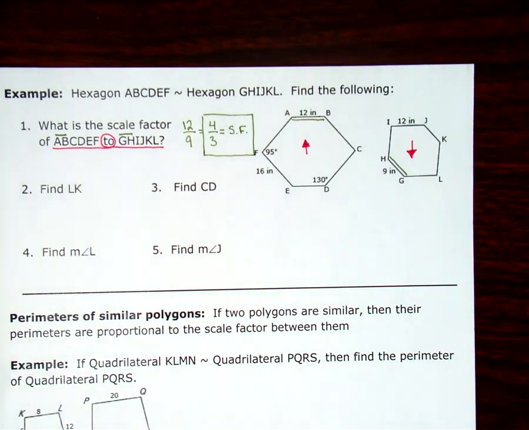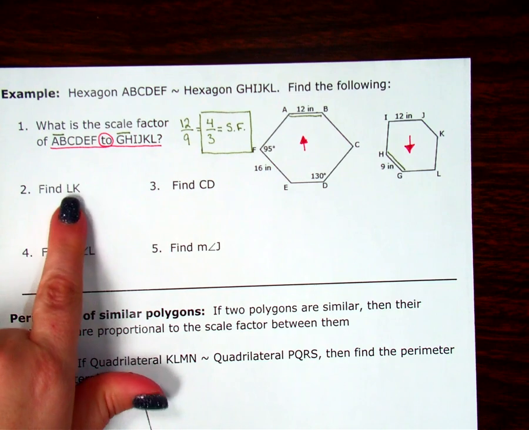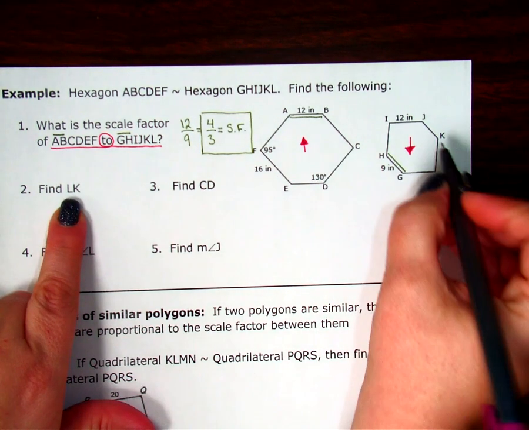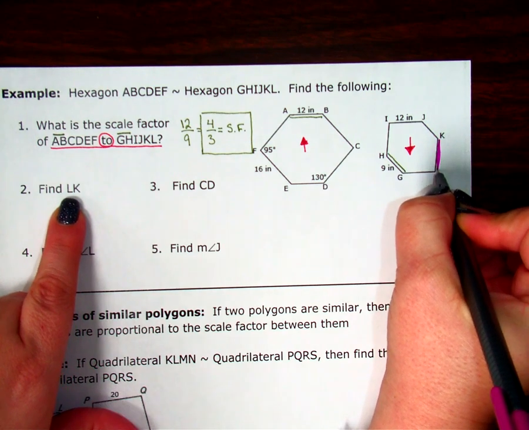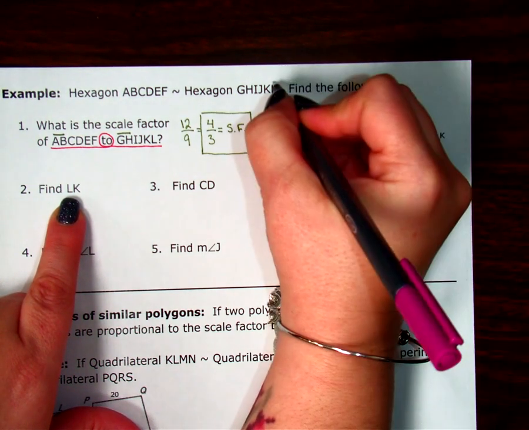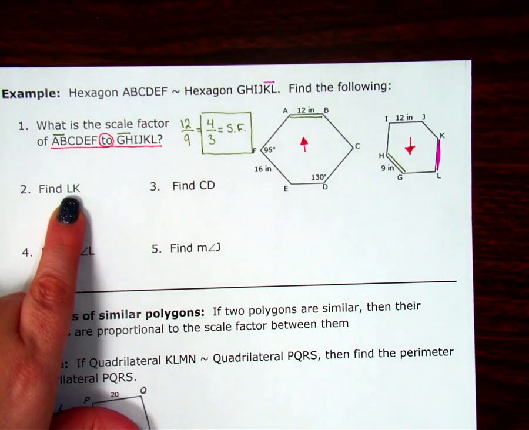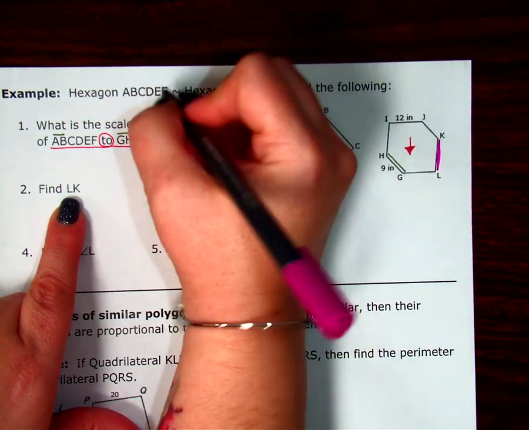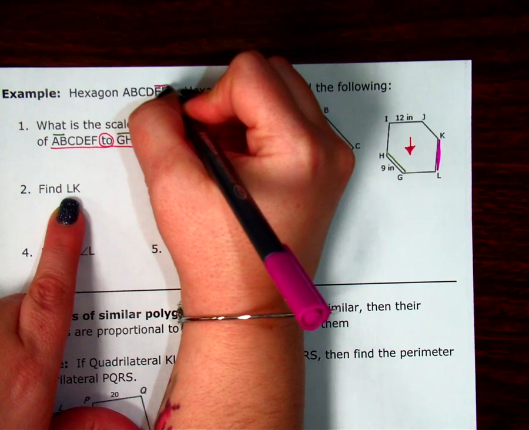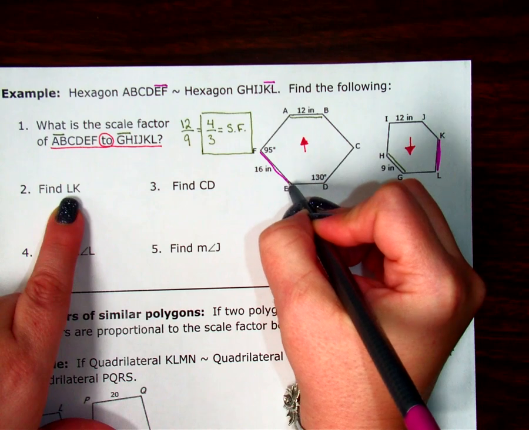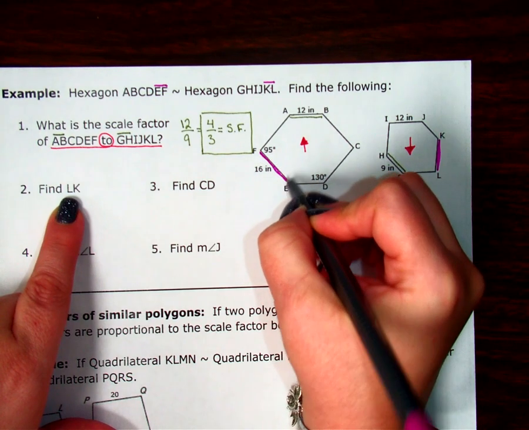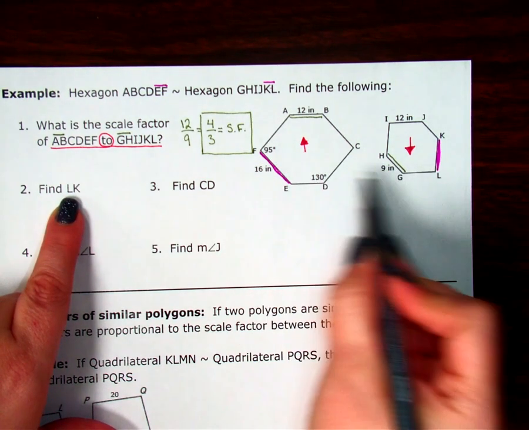Okay, so now that I know my scale factor, I can go on to number 2 and find how far is it from L to K. So L to K is here. I'm going to be trying to find this length, which means I need to know what does LK correspond with. So LK are my last two letters, so that corresponds with my last two letters, FE. FE is right here, the 16. Okay, so these two correspond to each other.